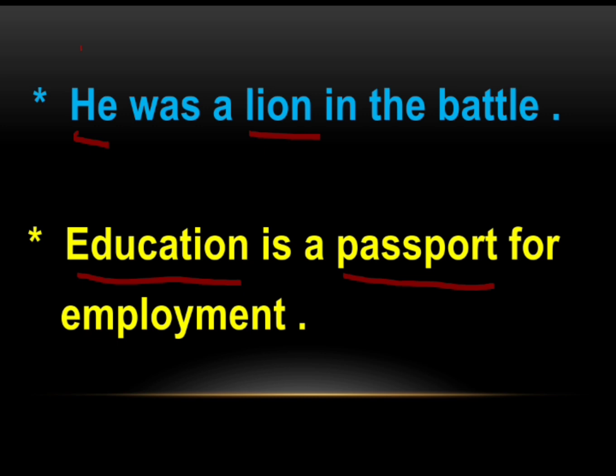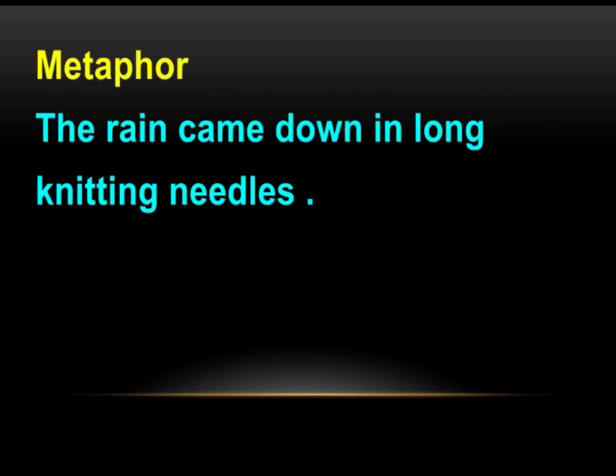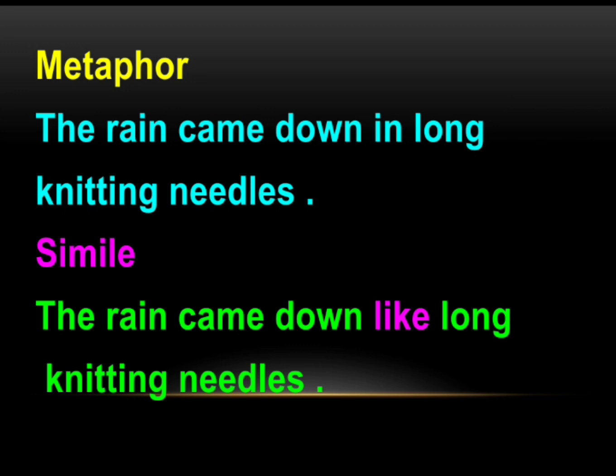Now, this will be better when we see it in comparison with the simile. This one is an example for metaphor. The rain came down in long knitting needles. This is an example for metaphor. And the example for simile, the rain came down like long knitting needles. So this is compared using the word like in the simile. But in the metaphor, we don't have this like. So this rain is compared to the knitting needles.